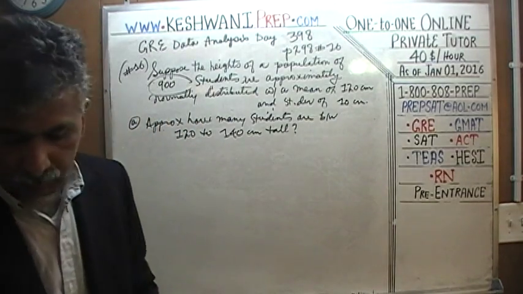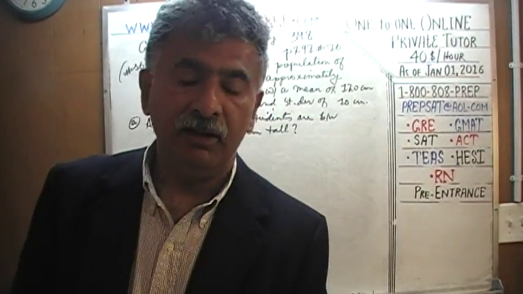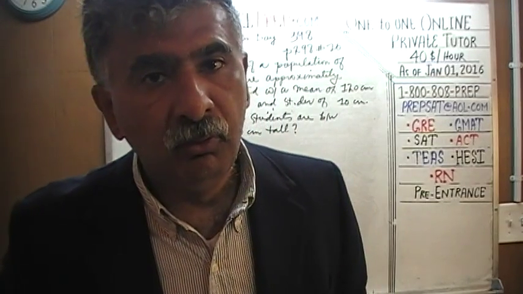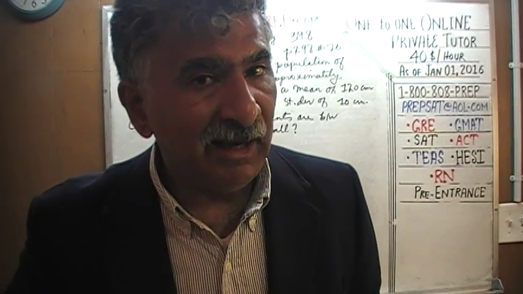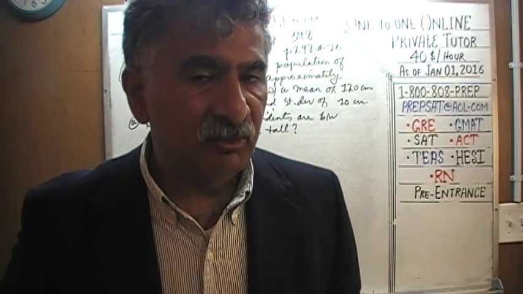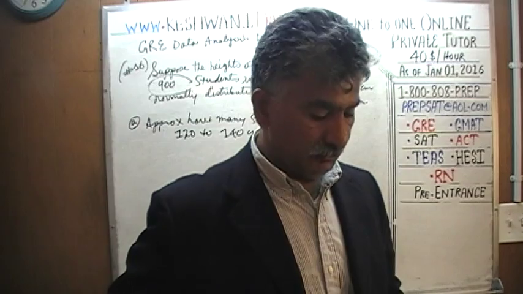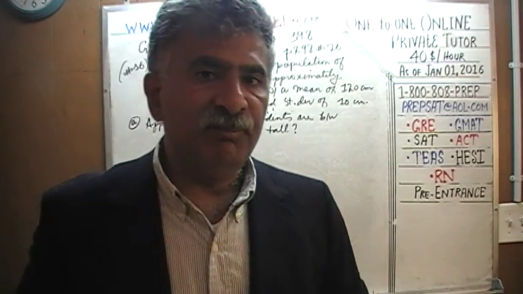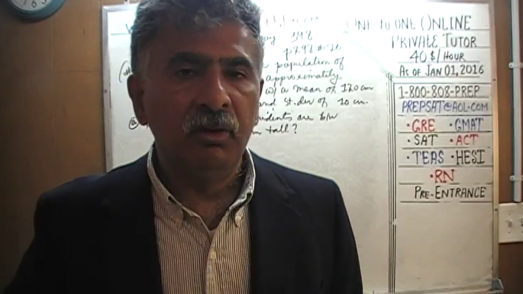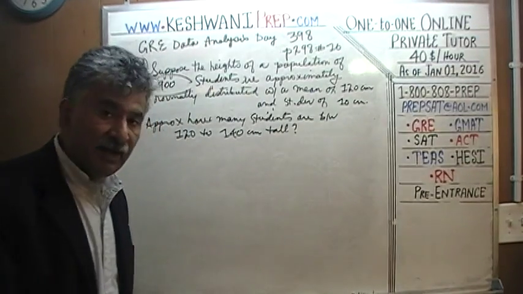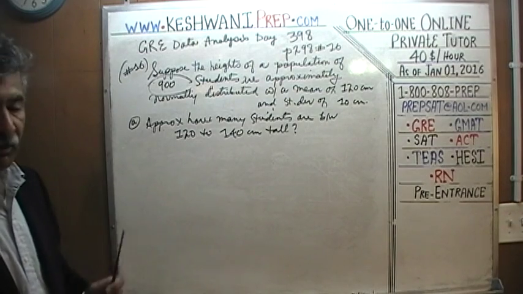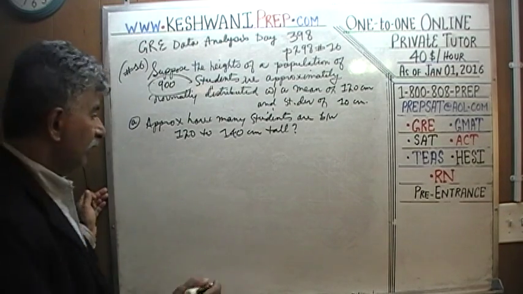So you're running a school, you have 900 kids in the school. Every kid's height is recorded in the computer, and you know the mean and you know the standard deviation. That part is already done. The question simply is, if you were to pick one kid at random out of those 900 students, what are the odds that that kid picked at random will have a height of between 120 and 140? Again, as you can see, it's very similar to yesterday's problem.